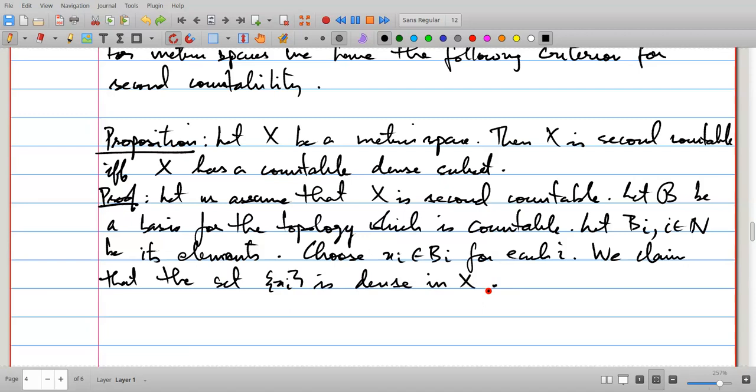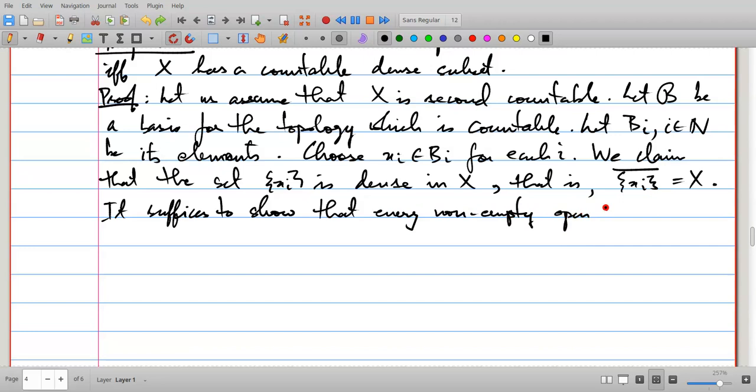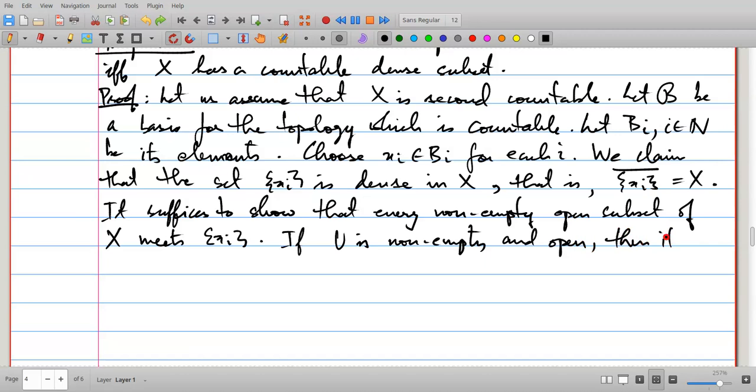That is, its closure is X. So it suffices to show that every non-empty open subset of X meets the set {x_i}. Right? So if U is non-empty and open, then it contains some B_i, and so it contains x_i.